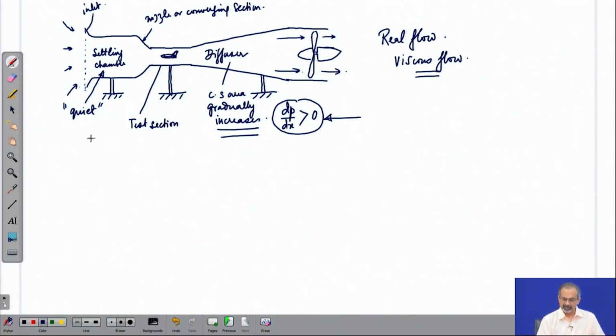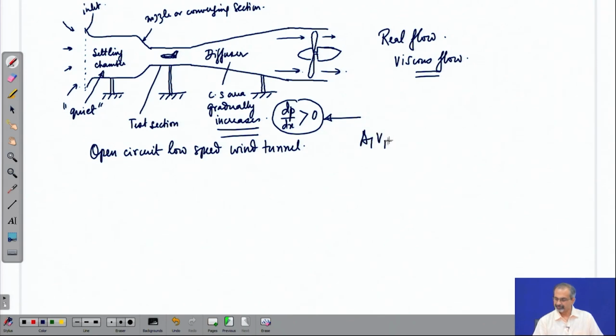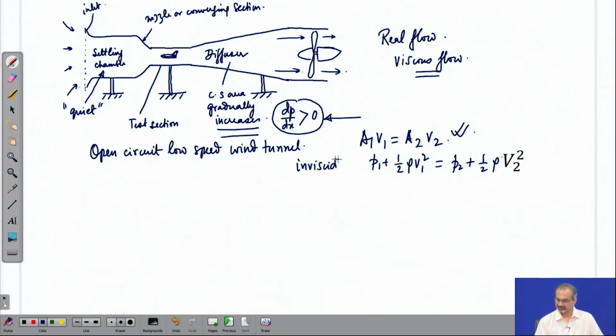So, this is an open circuit low speed wind tunnel, where the continuity equation as we have derived it will work very well, but you have to carefully apply the Bernoulli's equation across different sections, because you have to be careful about the assumption of inviscid. How far will it be valid?